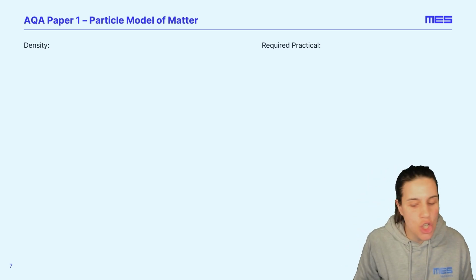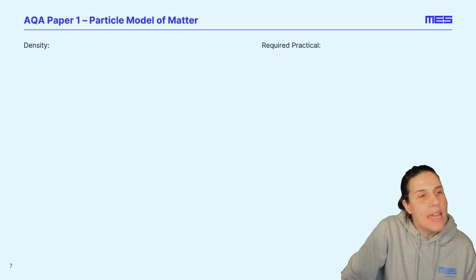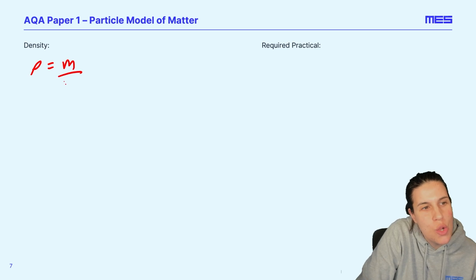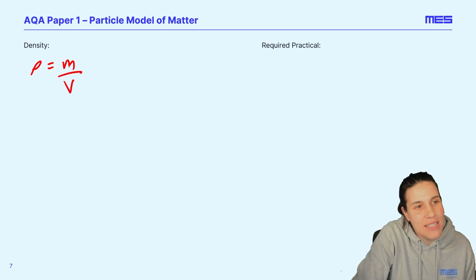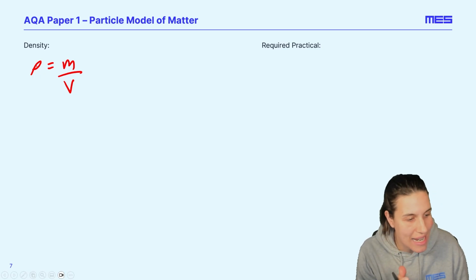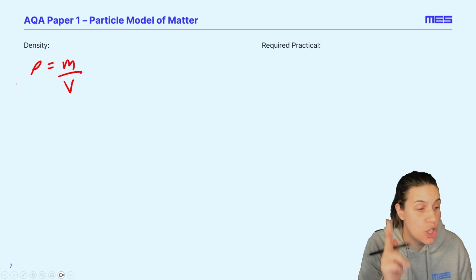Topic 3 coming up. So let's jump into topic 3 then, shall we? So we're going to start with density. Now, density is about the amount of mass an object has per unit volume. And so it's mass divided by volume. This letter here is a rho. It's a Greek letter, and that's density. Now, density can be measured in 2 different units.